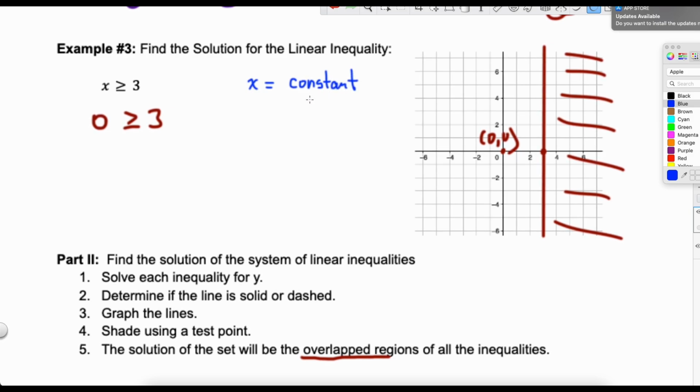A constant is just a number like negative 1, negative 2, negative 3, negative 4, 0, 1, 2, 3, 4, 5, 6, or 1.5. It could be any number. We're going to be graphing a vertical line. If y equals some constant, it's a horizontal line. Right here we got x is greater than or equal to 3. We go to 3, and it's going to be a solid line.